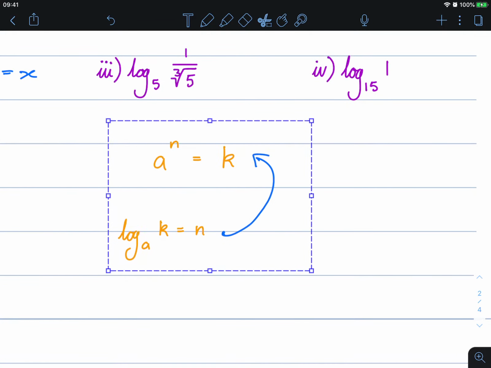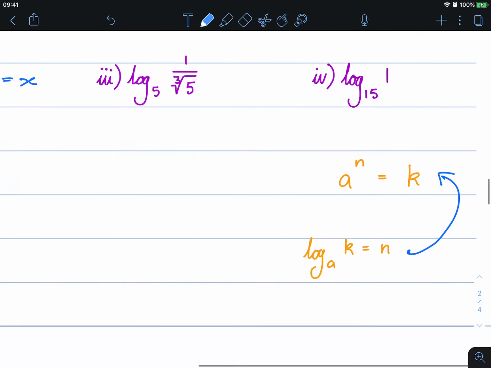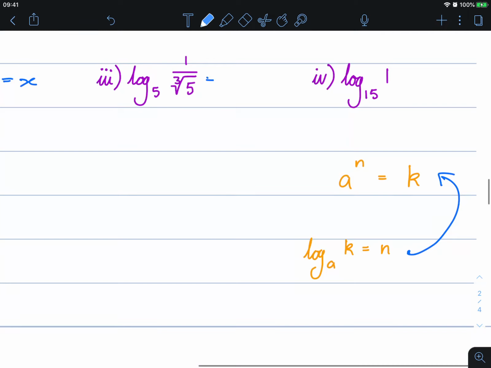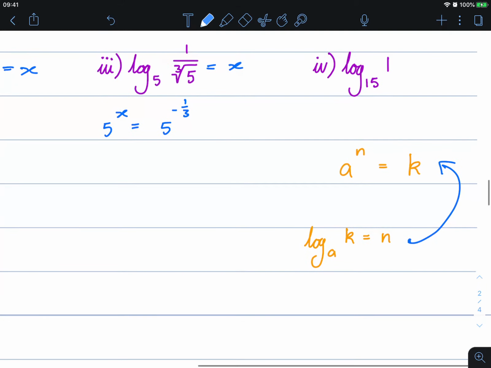Same case for this one, although it will be slightly more difficult. Let this equal x. This will become 5 to the power of x equals, I'm going to change this straight away into index form. This will be 5 to the power of negative 1/3. And by observation, we can say x is equal to negative 1/3.